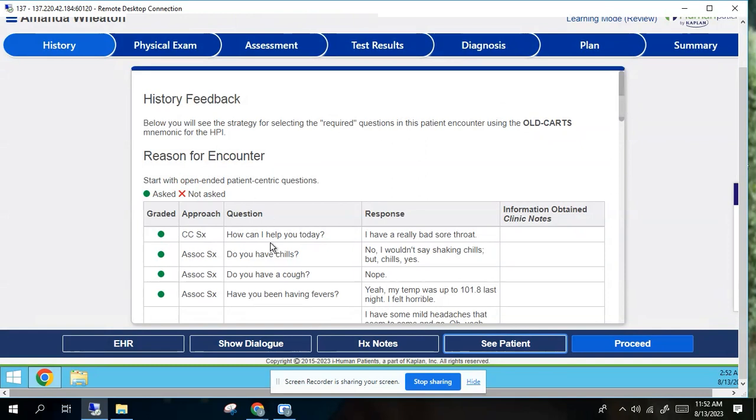Now you can see I started it. As I was saying, it was my first question. It is always my first question. How can I help you today? Then the second question was, do you have chills? Then the third one was, do you have a cough? Now these two questions, and then maybe the fourth one is, have you been having fevers?